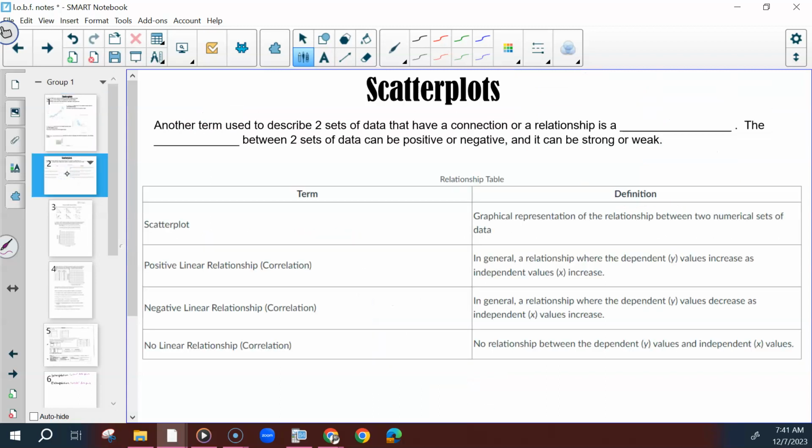Right, and then another term used to describe 2 sets of data that have a connection or relationship is a blank. Anyone know what that word would be? It's the same word in the next part. The blank between 2 sets of data can be positive or negative. It can be strong or weak. I'll give you a hint. It's in this table.